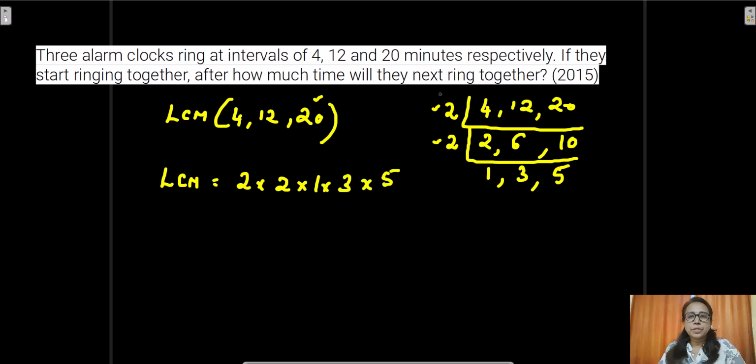First you multiply these two, because these numbers are the HCF, and the remaining numbers are 1, 3 and 5. So 2 multiplied with 2 multiplied with 1 multiplied with 3 and multiplied with 5. That means find the product. 2 2s are 4, 4 1s are 4 only. 4 3s are 12, 12 5s are 60. So 60 minutes.